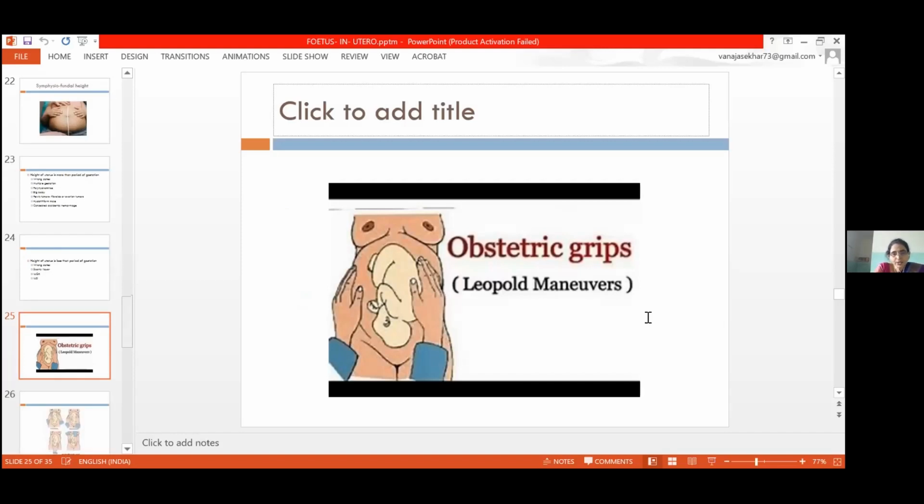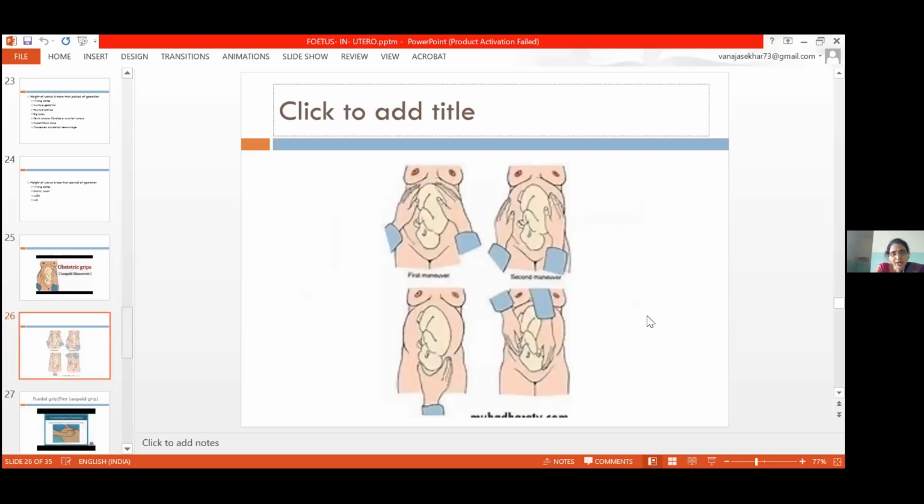Next, we'll discuss the obstetric grips, which are called the Leopold maneuvers. So there are 4 grips. You have to demonstrate all the 4 grips. The first one being the fundal grip, that is the first grip. Second is the umbilical grip or the lateral grip. And the third is the first pelvic grip or the Pawlik's grip. And fourth one is the second pelvic grip or the fourth grip.